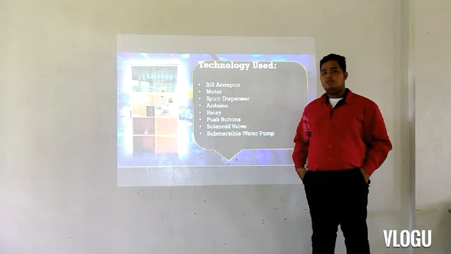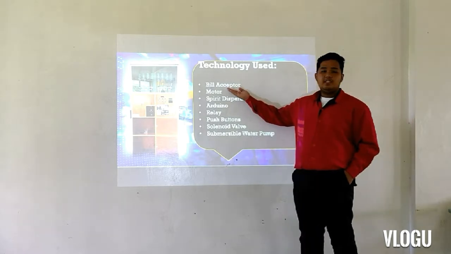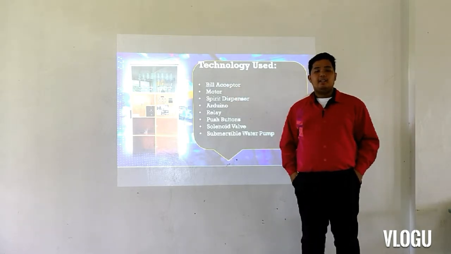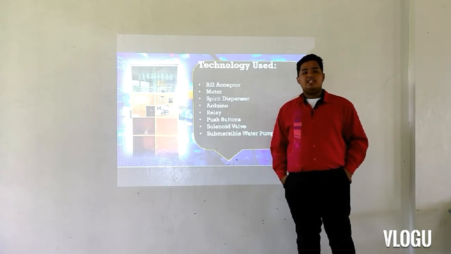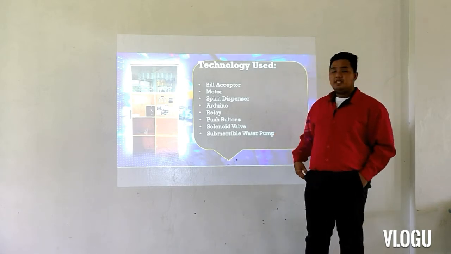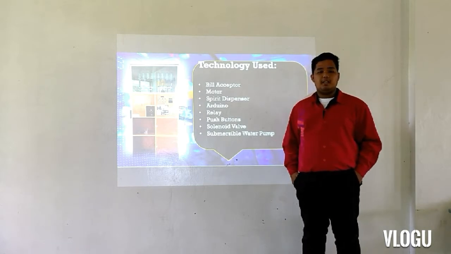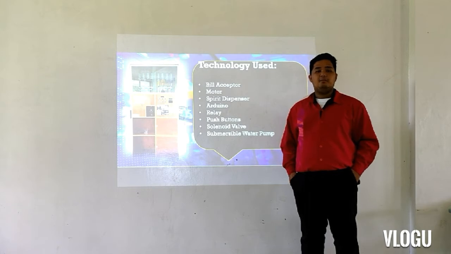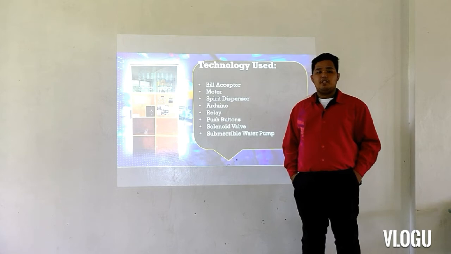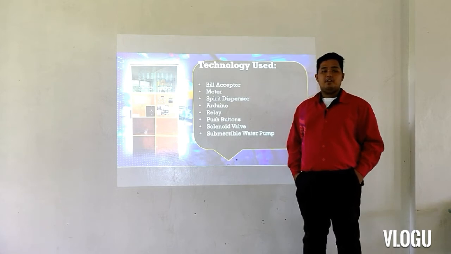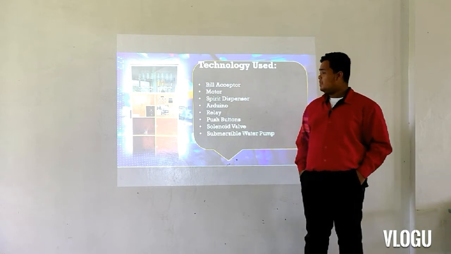Next is the technology used. These are the following technologies used in the project. First is the bill acceptor. A bill acceptor is a small opening of the machine body where the customer can insert payment. Next is a motor. A motor is always part of different machine mechanisms. It uses current to make the motor rotate. Different applications can be made with these motors. Stepper motor, servo motor, and DC motors are the common motors used in different machines.